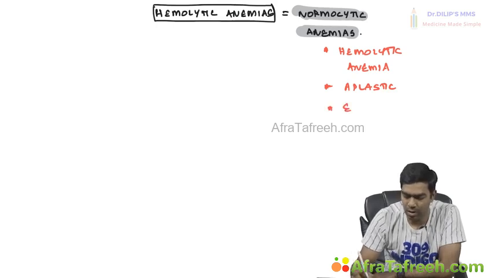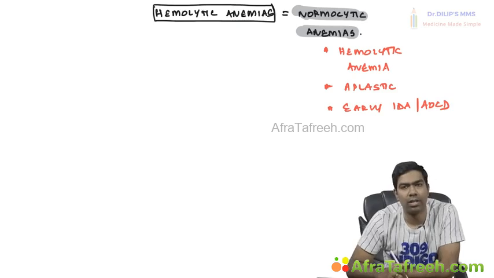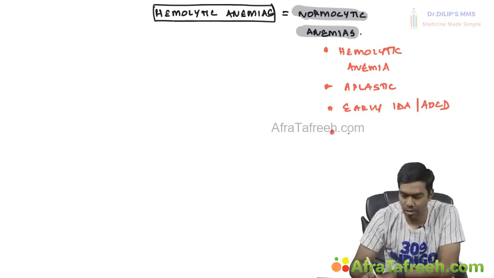Third, a lot of patients with early stages of iron deficiency anemia and anemia of chronic disease can produce a normocytic picture. Patients who are having acute blood loss can also have a normocytic picture. These are the four important things that you have to note whenever you think about a normocytic anemia, which I have discussed already in the basics of the anemias.